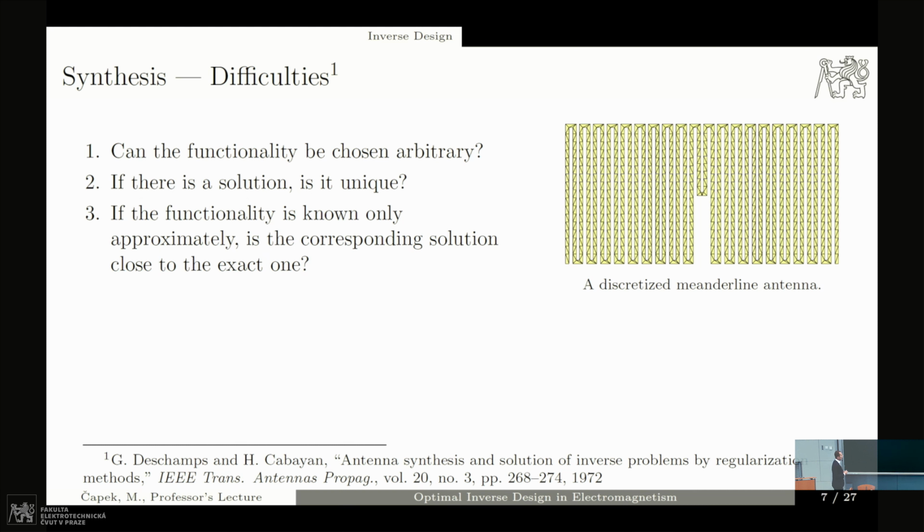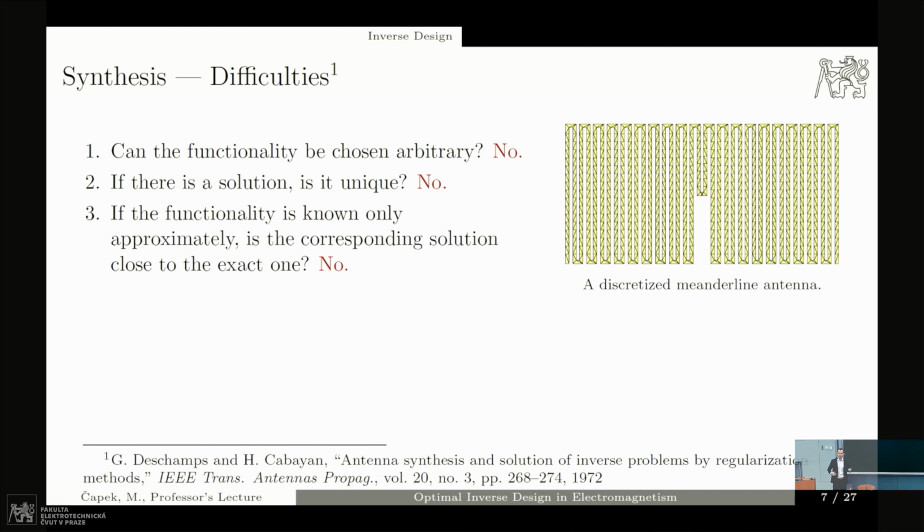Then, is a hypothetical solution unique? Well, I can tell you it's not unique at all. We live in a very complicated solution space where we have, in principle, infinitely many good solutions, and you will see why. And the last one is quite an engineering question, but a very important one.